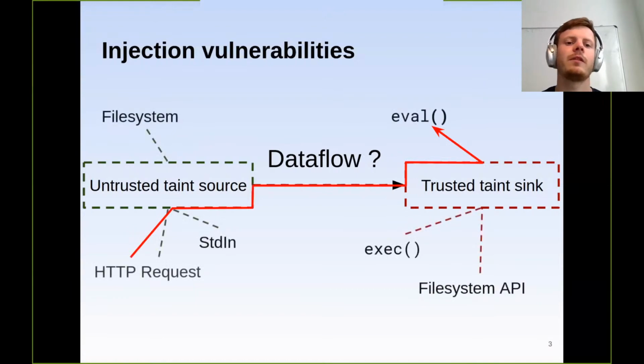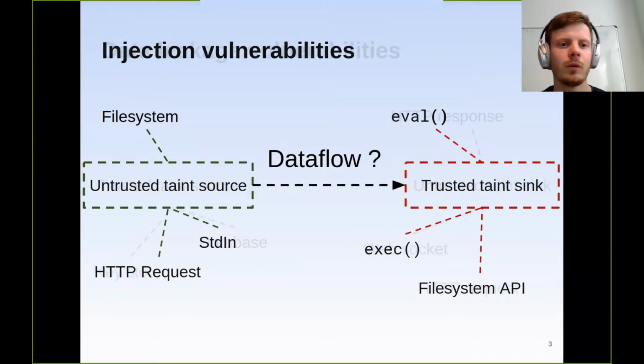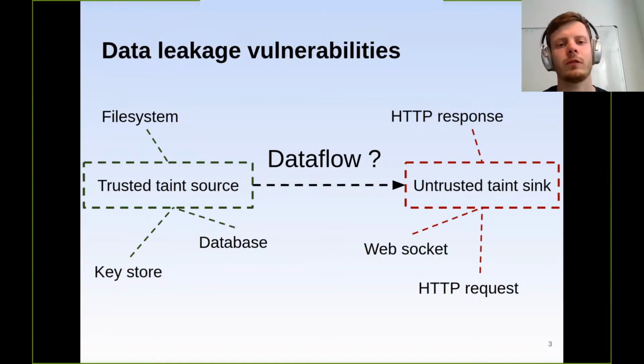For example, if data from an HTTP request flows into a call to eval, then a malicious user could potentially cause arbitrary code execution on the system. There's also a dual problem where data instead leaks from a trusted source to an untrusted sink, which we also address in the paper. But due to the time constraints of this talk, I will focus only on the former problem.